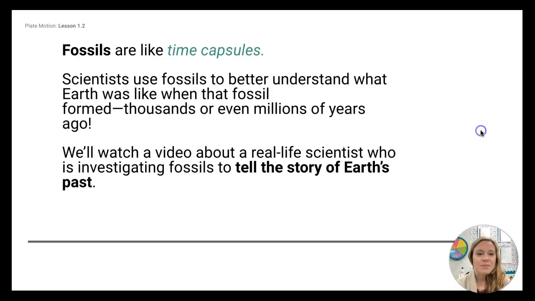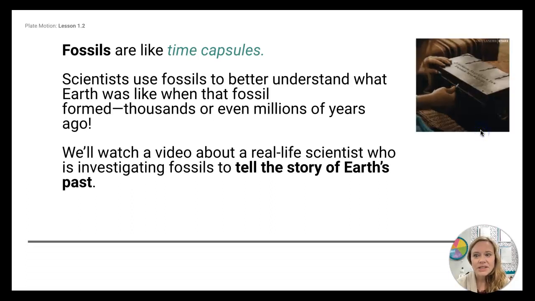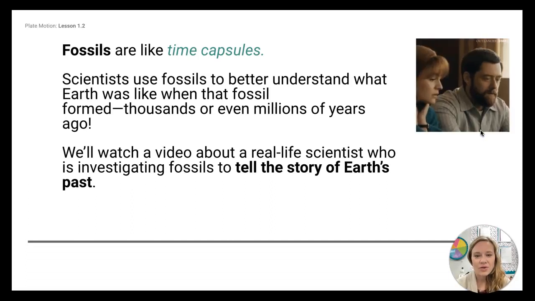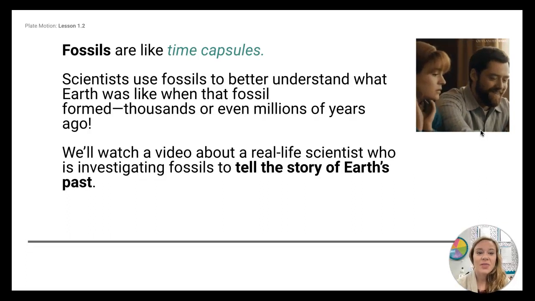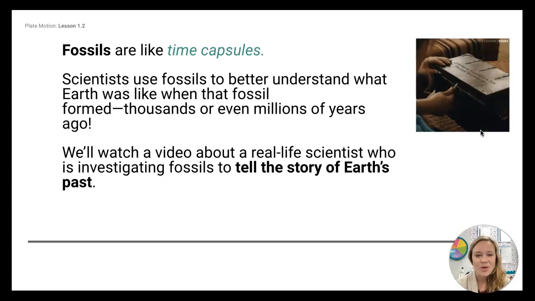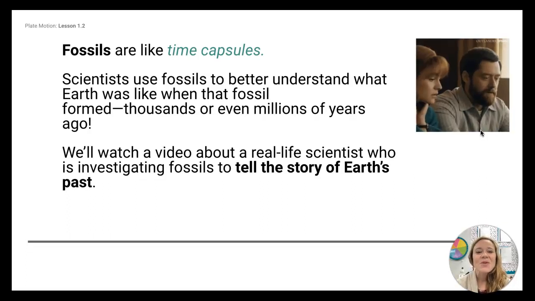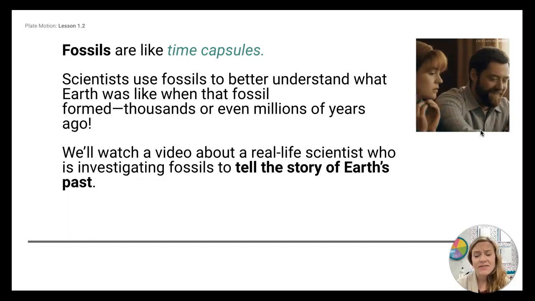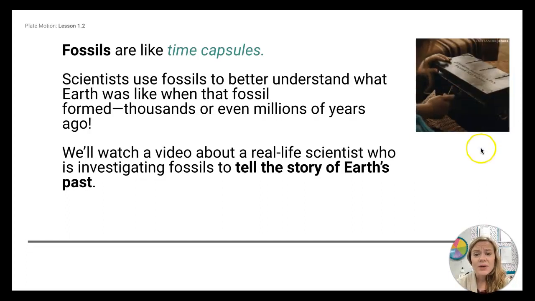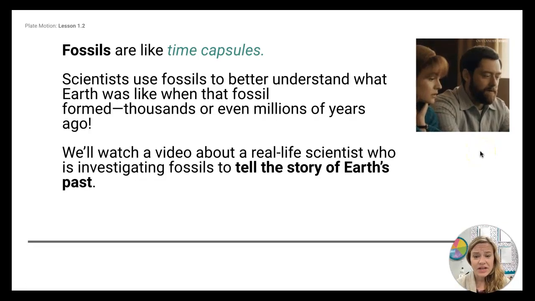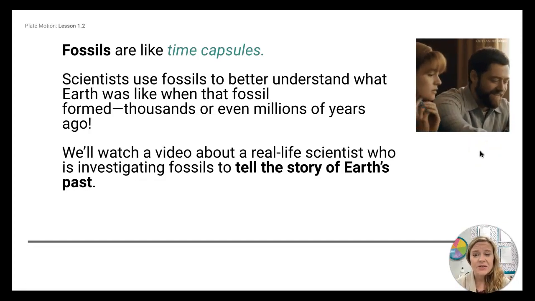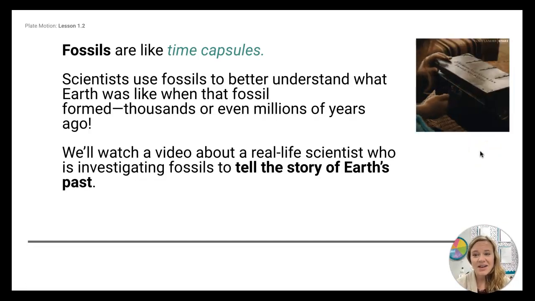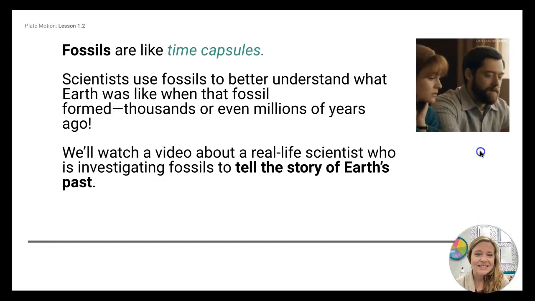Fossils are like time capsules, and scientists use them to help us understand how the Earth was formed or what the Earth was like when those fossils were formed. This could have happened thousands or even millions of years ago. In just a moment, we are going to watch a video that's going to help understand and tell the story of the past. So just sit back and listen and enjoy.